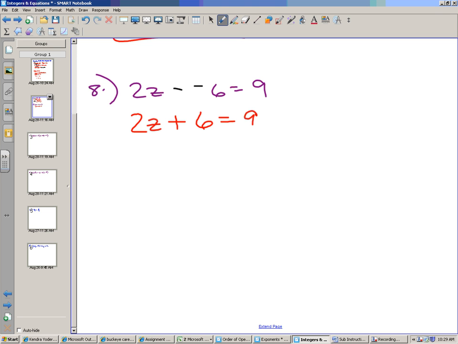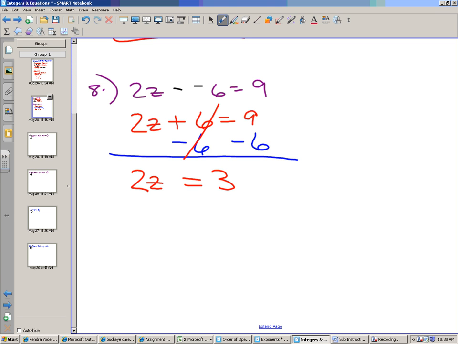How do I get rid of that 6? It's attached by addition, so to undo that, we subtract 6 from both sides. Again, did you hear the way I said that? We subtract 6 from both sides. Working from which direction? Left to right. Good. Bring down the 2z. The 6's cancel. Bring down my equal sign. 9 minus 6 is 3. Okay?